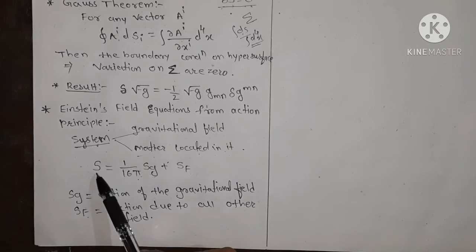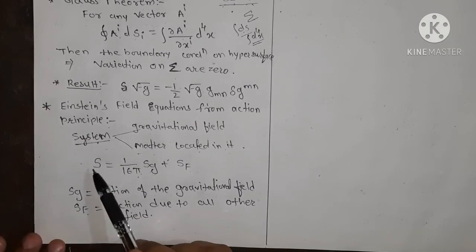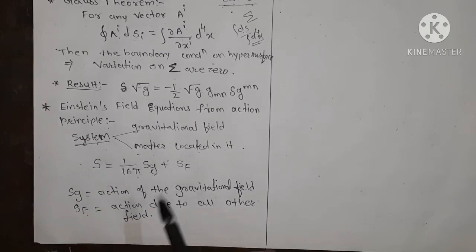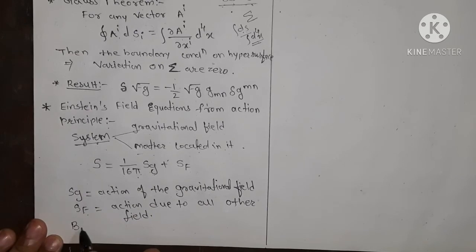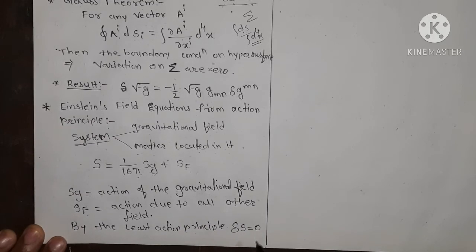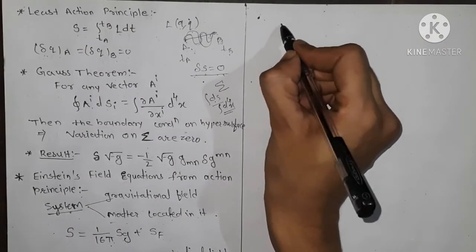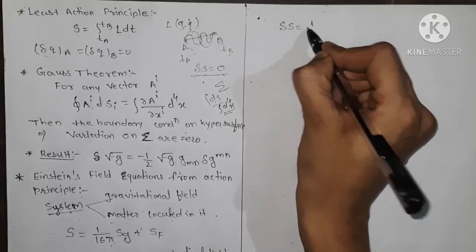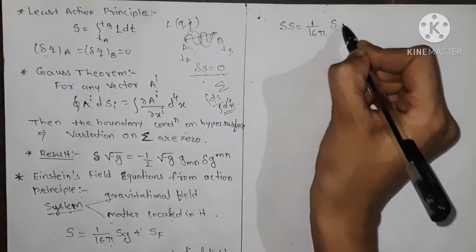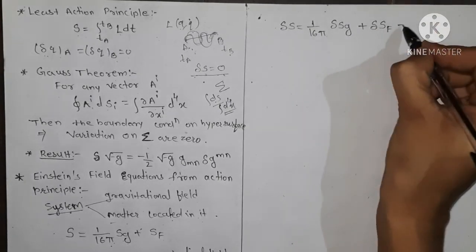By the least action principle, which states that the variation in S, that is in the action, should be equal to 0, we require delta S equal to 0. Delta S equals 0 means delta S, that is 1/16 pi delta Sg plus delta Sf, equals 0.